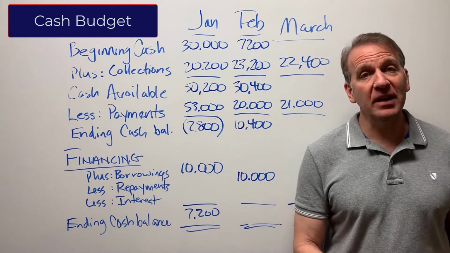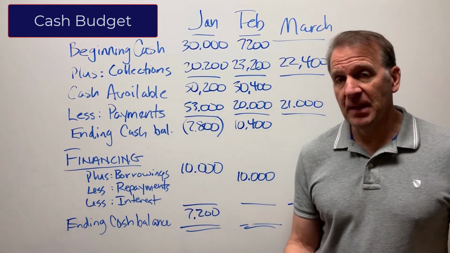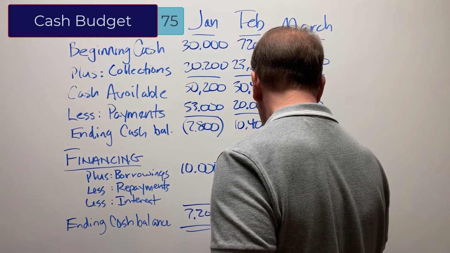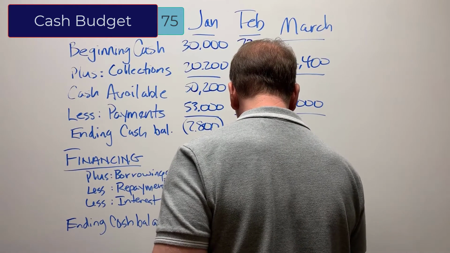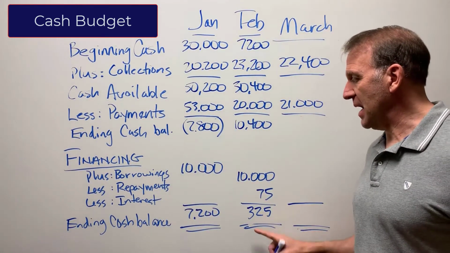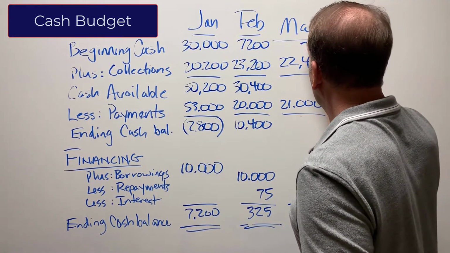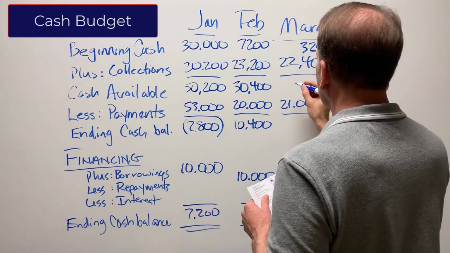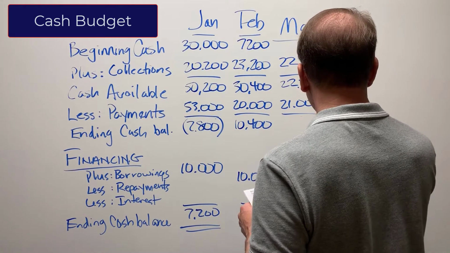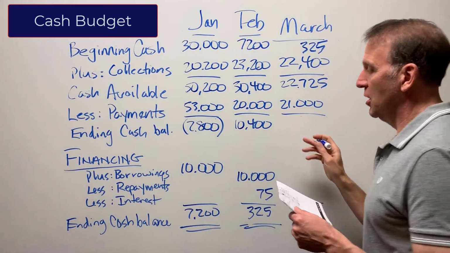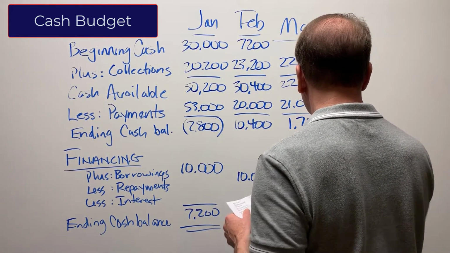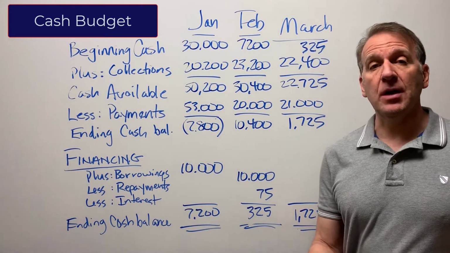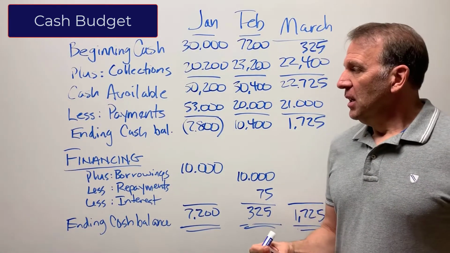But whenever you borrow money, there's always interest associated with it. We borrowed at 9%. You can see on your screen the calculation for that interest. It is $75 of interest. That will get us an ending balance of $325 after our financing transactions for cash. Then that $325 moves over to the beginning of March, plus our cash collections gets us $22,725. When we subtract out our cash payments for March, we get ending cash of $1,725. There's no financing taking place, so our ending cash balance would be the $1,725.